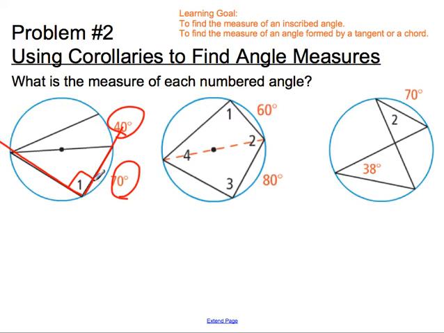Now the circle in the middle, we can do the exact same thing. Because angle 1 cuts off a diameter of the circle, we know that angle 1 must be a right angle. Now since angle 1 and angle 3 are opposite angles, they have to be supplementary. So angle 3 is also a right angle.